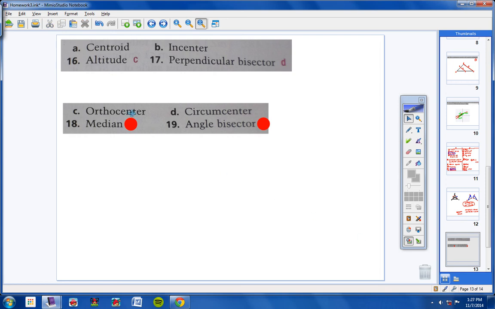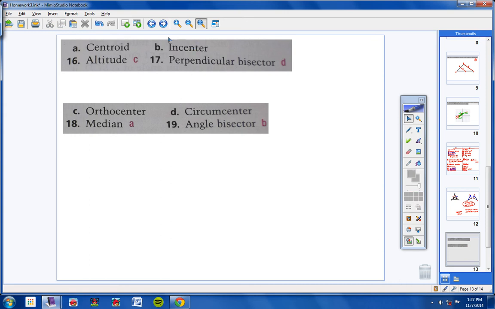Now, number 18, when you draw your medians, the point where all the medians intersect is called the centroid, which is right here, letter A. So 18 is letter A. And lastly, when you draw your angle bisectors, the point where they all intersect is called the incenter, which is letter B. So the answer would be letter B.